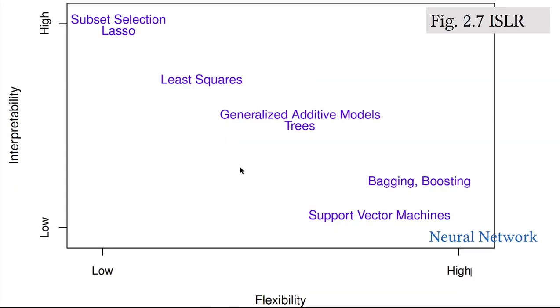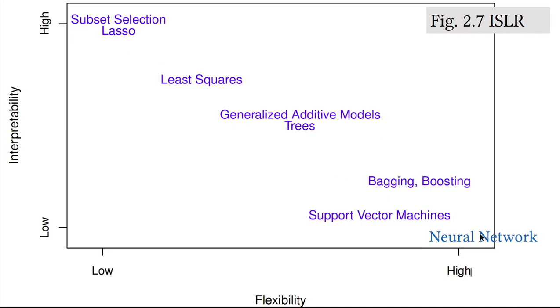If we plot different statistical machine learning models into this kind of graph where we vary them by how flexible they are or how interpretable they are, you would see that subset selection or lasso would be called the least flexible ones, followed by least squares, generalized additive models, trees. Then you have bagging, boosting, support vector machines, and I put here also neural networks. And this is the graph also taken from the ISLR book.